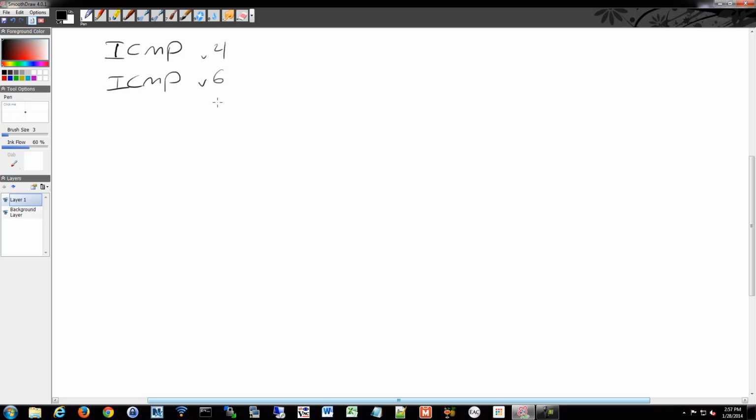ICMPv4 has some fields for destination unreachable. If it can't get to a network, it'll say 0 network unreachable, 1 host unreachable, 2 protocol is unreachable, or 3 the port is unreachable. So basically it'll say, I couldn't get there, here's the most likely reason why. v6 has similar destination unreachable messages. So we'll say these are destination unreachable.